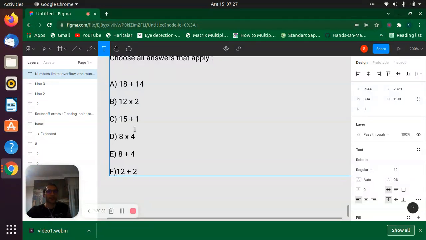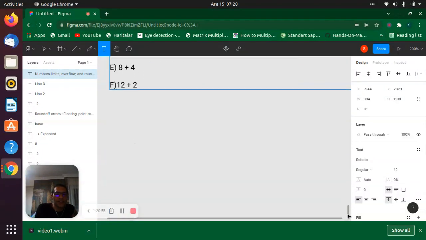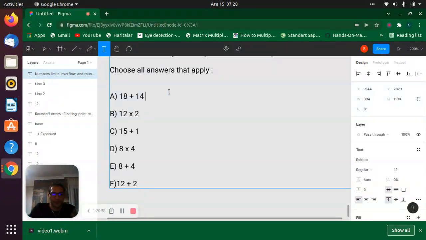And just look at that. First one is 18 plus 14. It's 32. Really, there is some overflow. Have you seen this? We are looking for integer overflow. It will be really wrong. Let's look at that. This one equals 32, right? This one is more than 31. Okay.